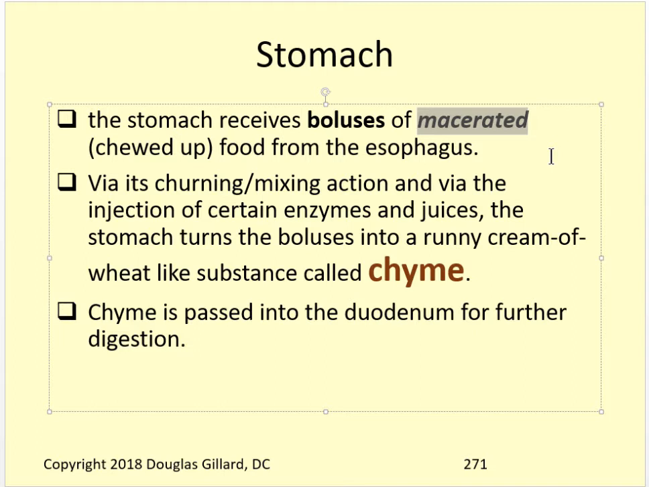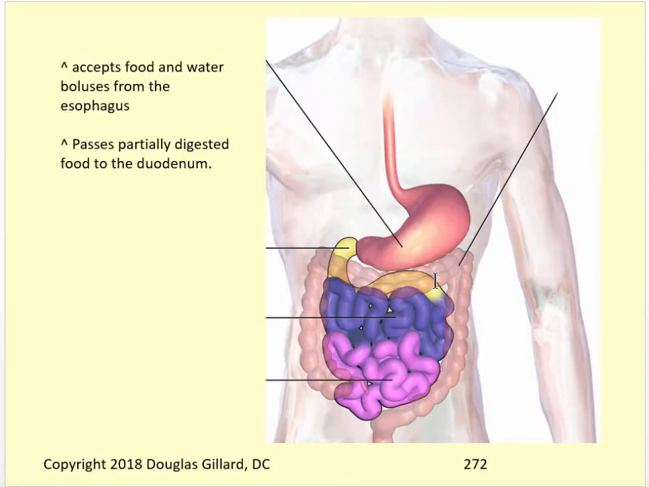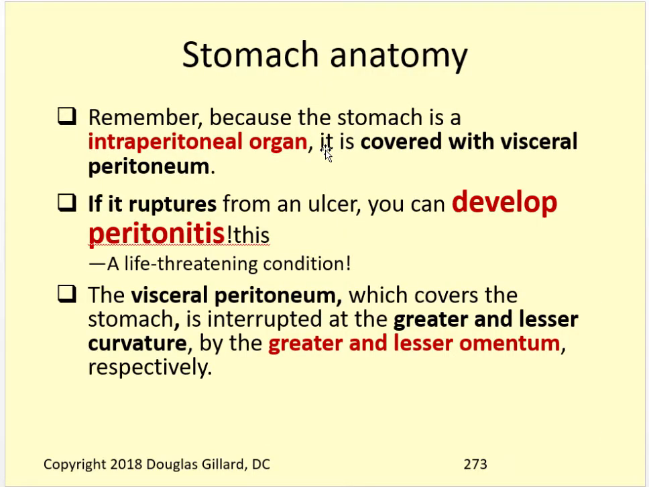It's got those same layers that we talked about with the esophagus. It's got a lot of muscle in there, so there's a churning and mixing action that can occur. Then it makes it into this runny cream of wheat stuff called chyme. Chyme is what's injected into the duodenum. We'll talk about the duodenum later on. So here's another nice little picture. There's the esophagus, there's your stomach, there's your duodenum. Okay, that anatomy coming back to you.